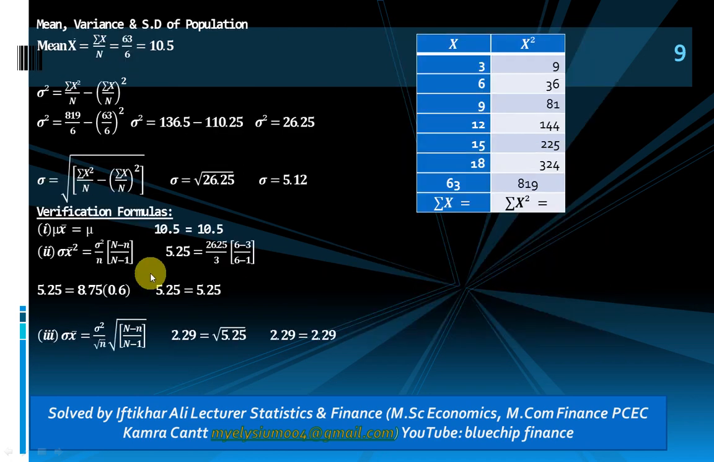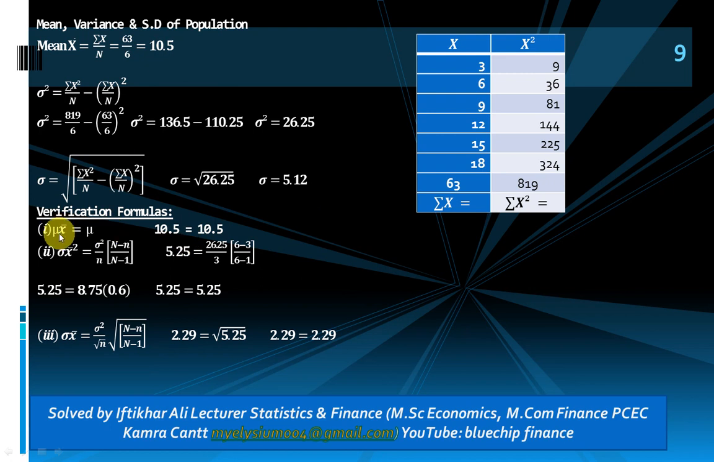Now in the second part we calculate the population parameters. So 3, 6, 9, 12, 15, 18, sum of x is 63, and x square, which is needed here, is equal to 819. After putting the values into the formula for population parameters, mean of population is 10.5, variance of population is 26.25, and standard deviation of population is 5.12. And in the third step, we are going to verify both sample statistic and population parameter.